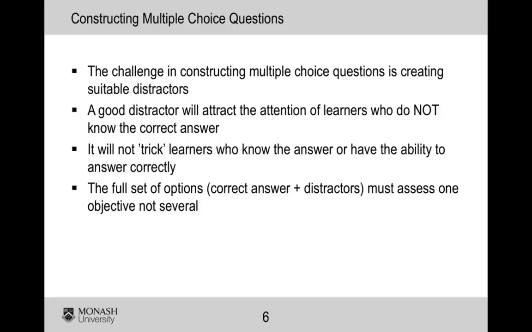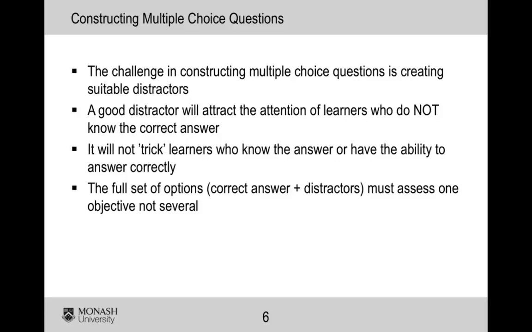So when we talk about multiple choice questions, we have the stem, and that's the actual question. And then you have options, one being the correct answer, and then the others being distractors. Now, a good distractor will attract the attention of learners who do not know the answer, as opposed to tricking those who actually do know the answer. And that's difficult when you're trying to construct these questions, is deciding, is this distractor good in attracting those who do not know the answer, or is it actually tricking those who do know the answer? So that's an important thing to consider when you're creating multiple choice questions.